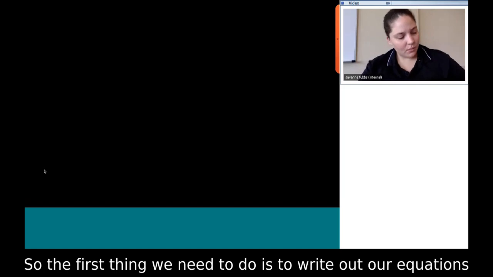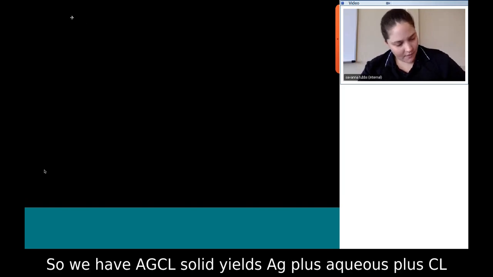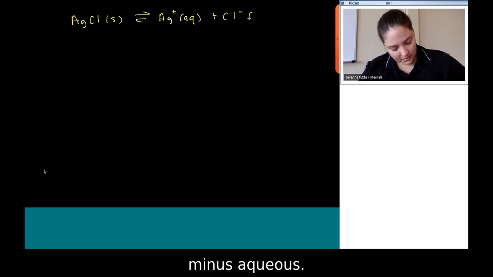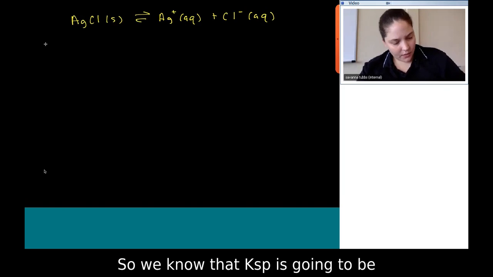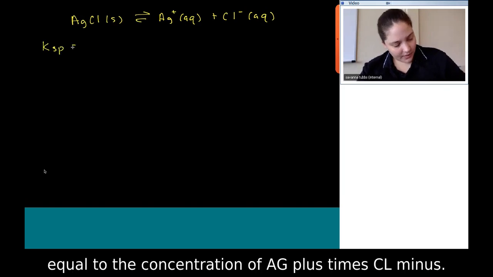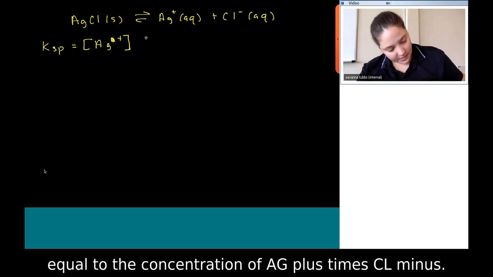So the first thing we need to do is to write out our equation or our reaction. So we have AgCl solid yields Ag plus aqueous plus Cl minus aqueous. And so we need to find the Ksp for our AgCl. So we know that Ksp is going to be equal to the concentration of Ag plus, just plus, so no 2, times Cl minus.